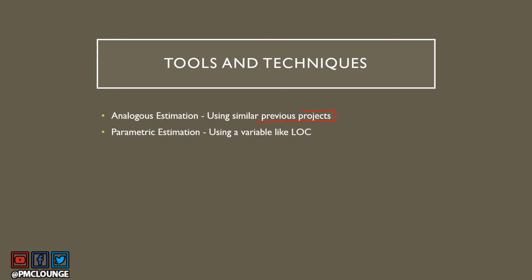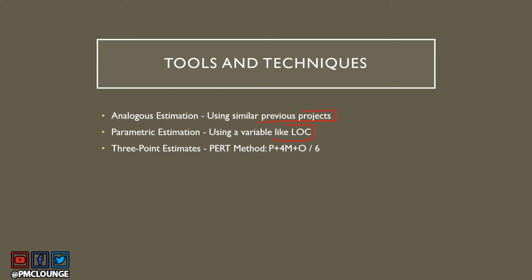Second is parametric estimation. That is where you use a variable like lines of code, or LOC. Let's say, for example's sake, your company charges $1 per line of code, and if the software is something that you estimate will take 1000 lines of code, then the cost of the software that your company should quote is going to be 1000 US dollars. So that is parametric estimation. That is where you're using a variable.